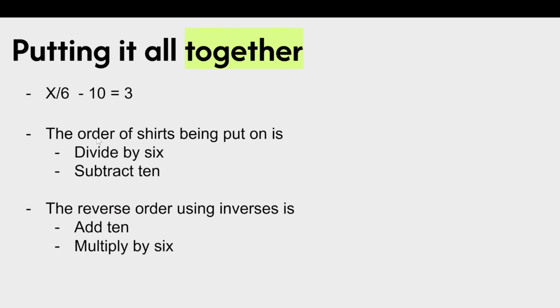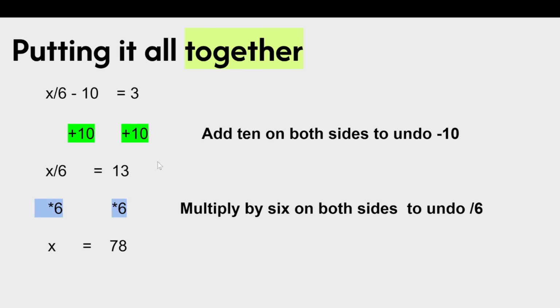And then we can look at another example. So here we see the order of shirts is divide by 6. Then subtract 10. And the reverse order using inverses is add 10, because that's the inverse of subtract 10. And then multiply by 6, because that's the inverse of divide by 6. And once again, add 10 on both sides. And then these cancel out, and we get 13 over here. Multiply by 6, divided by 6 goes away. And 13 times 6 is 78.